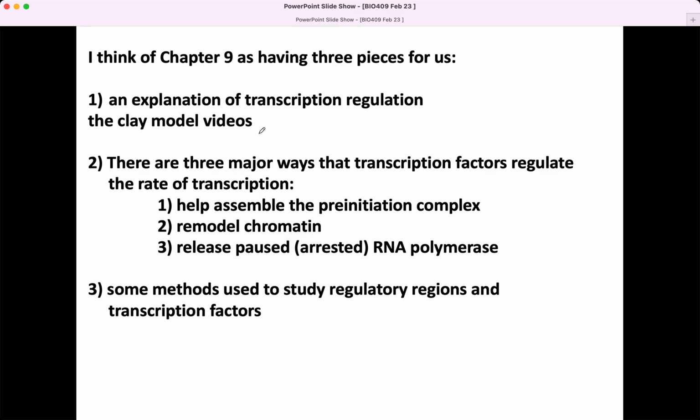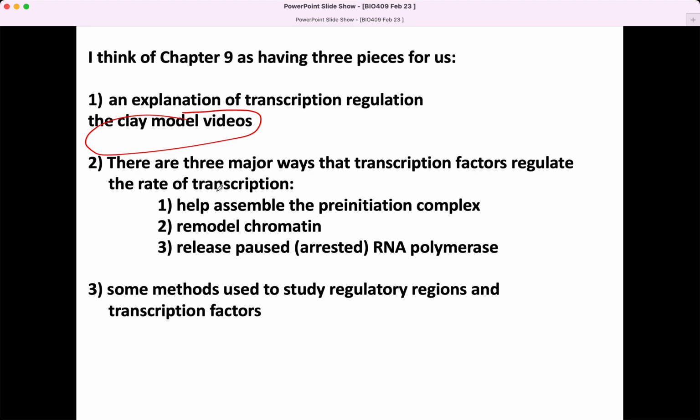Then I just want to show you this. I wrote this up new. I think of chapter 9 as having 3 pieces for us. The first is we already know a lot about this chapter because of the clay model videos, and so obviously they're going to be a big part of our exam. We're becoming experts on transcription, regulation, and transcription factors.